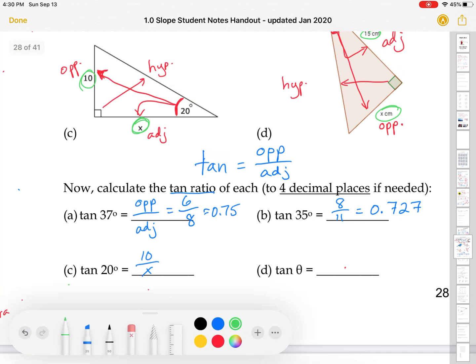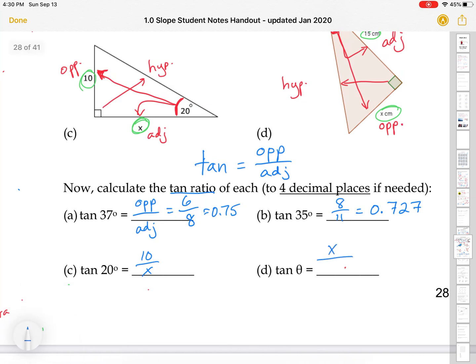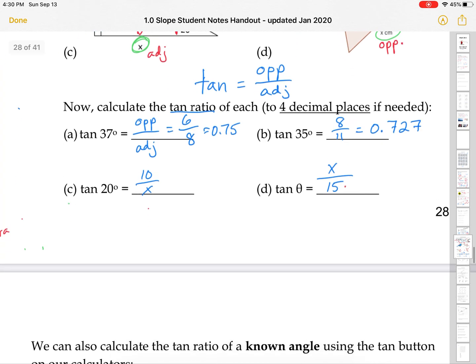I always recommend doing that labeling of opposite and adjacent before you start answering your questions, because then it'll help you when you're filling in questions. So if I'm looking from theta, my opposite is x and my adjacent is 15. Now, there's x's in those. Later we're going to figure out how to use them.